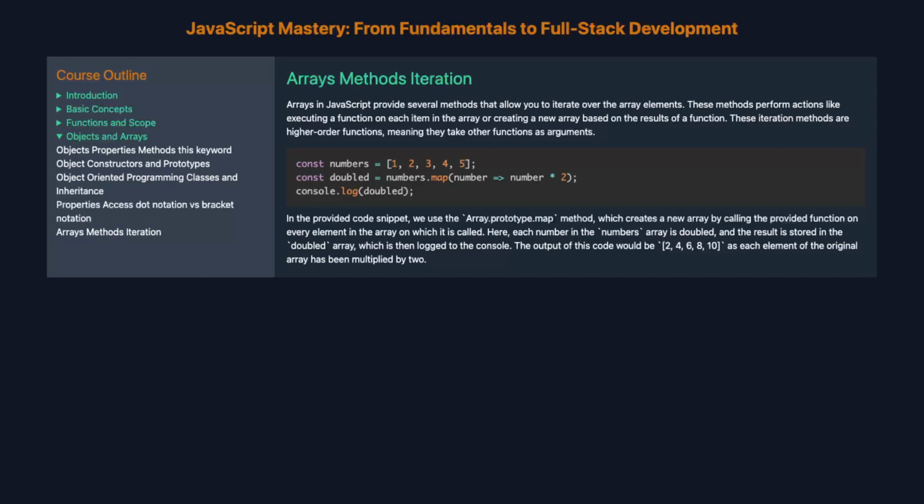In the provided code snippet, we use the Array.prototype.map method, which creates a new array by calling the provided function on every element in the array on which it is called. Here, each number in the numbers array is doubled, and the result is stored in the doubled array, which is then logged to the console. The output of this code would be 2, 4, 6, 8. Each element of the original array has been multiplied by 2.